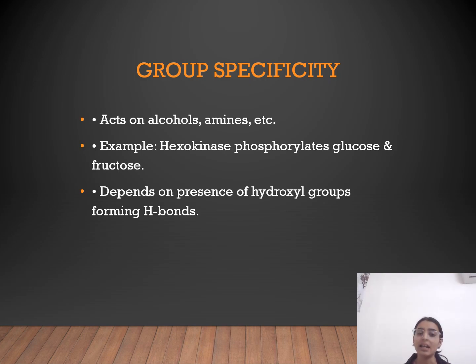Second one is group specificity. It acts on alcohols, amines, etc. For example, hexokinase phosphorylates glucose and fructose. They depend on the presence of hydroxyl groups forming hydrogen bonds.